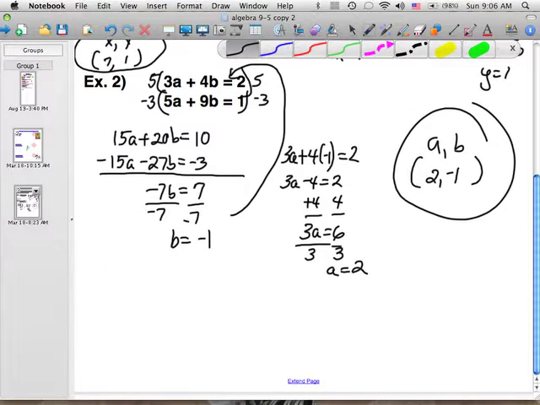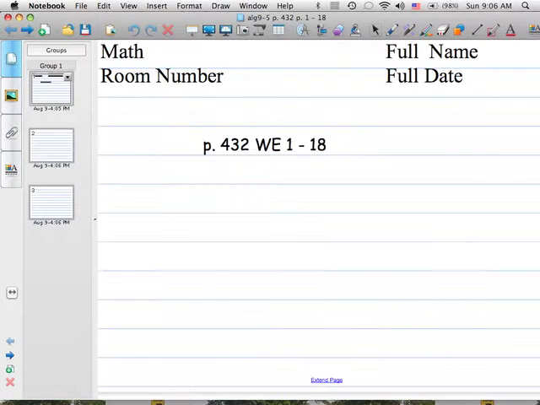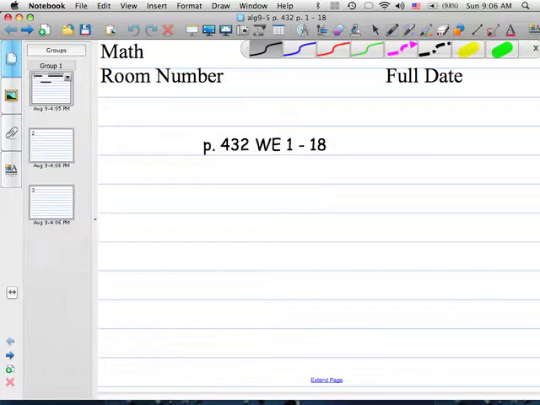Okay, with that in mind, we're ready to start doing the assignment. So you need to get a piece of paper headed 432, written 1 to 18. Skip a line, title, skip a line, fold your paper, and we're on 432 and we're doing number 2. And number 2 is to go back and solve the systems in oral exercises 1 to 9.